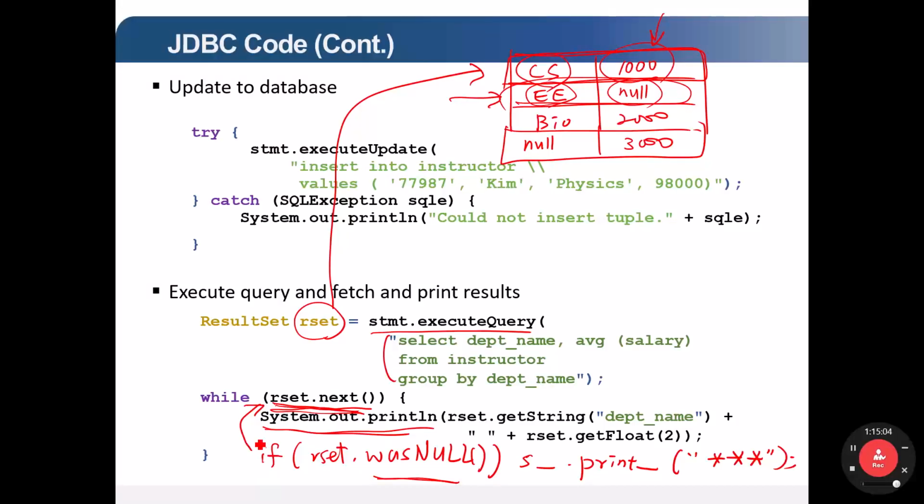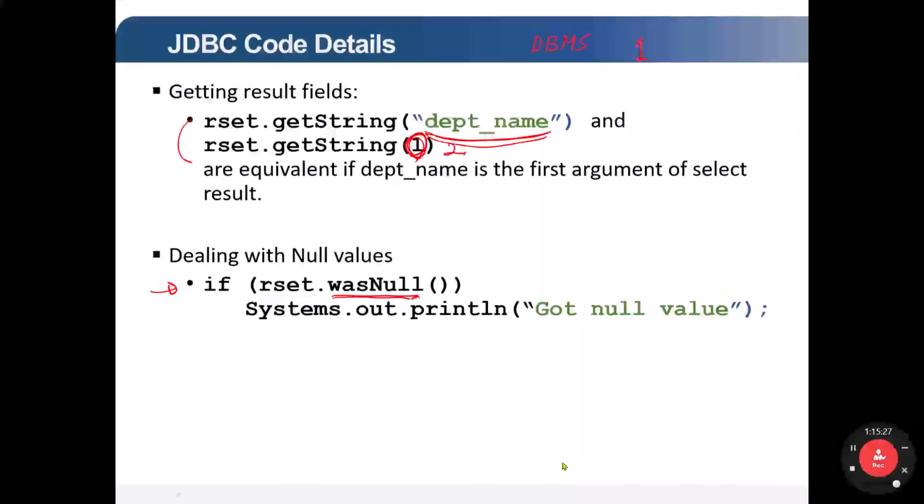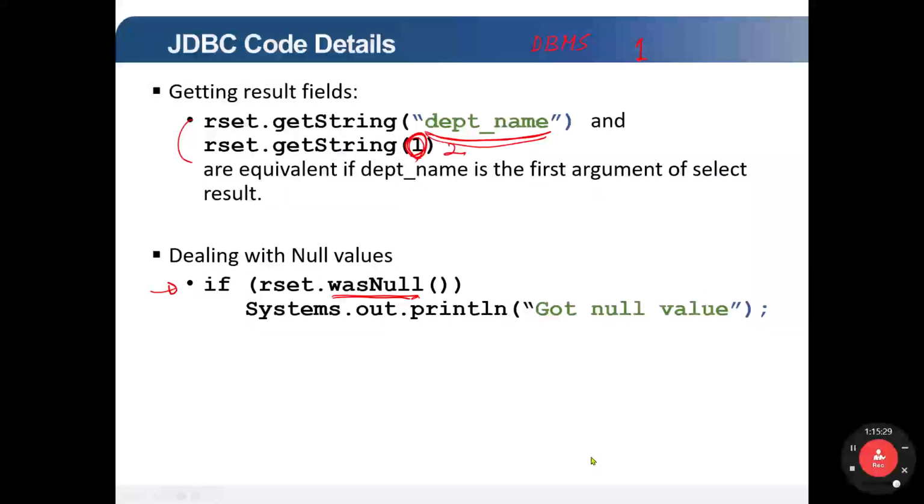Okay, and then we move to the next record and check whether the last value that we accessed has a null value. Yes, right? We accessed this second column. It was a null value. Then it will print out this triple star symbols. Okay, that is how we check whether a particular attribute contains null or not.